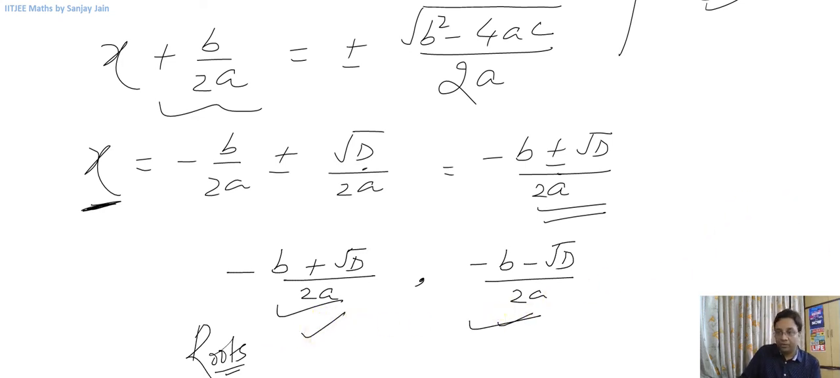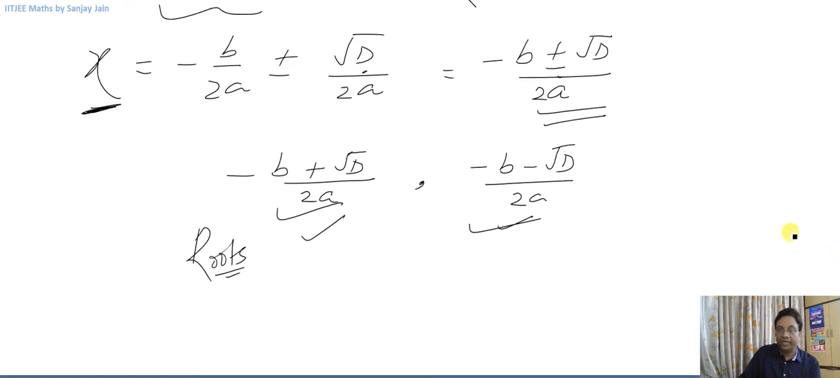Now I will talk about sum of roots, product of roots, and difference of roots. For that, I've already shown that these two are roots of this quadratic equation, right?